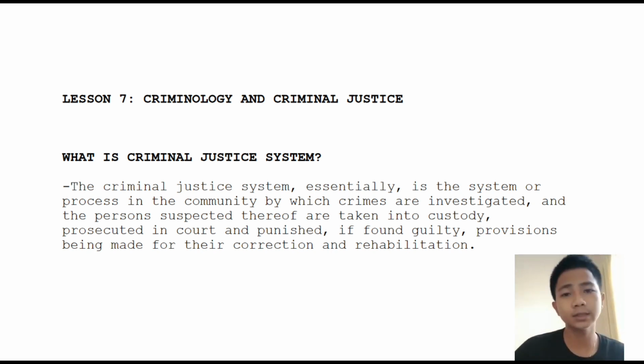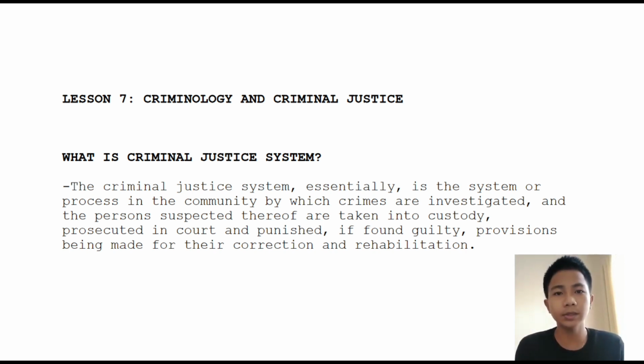What is the criminal justice system? The criminal justice system essentially is the system or process in the community by which crimes are investigated and the persons suspected therefor are taken into custody, prosecuted in court, punished if found guilty, provision being made for their correction and rehabilitation.